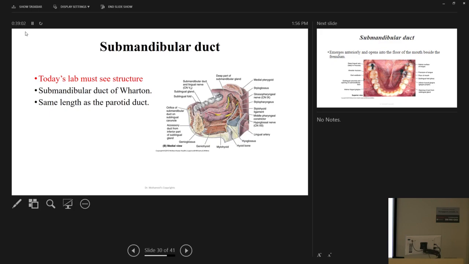Good. Submandibular duct. This is a must-see structure. It's a structure that we must see in our lab today. It's also important for the practical exam.